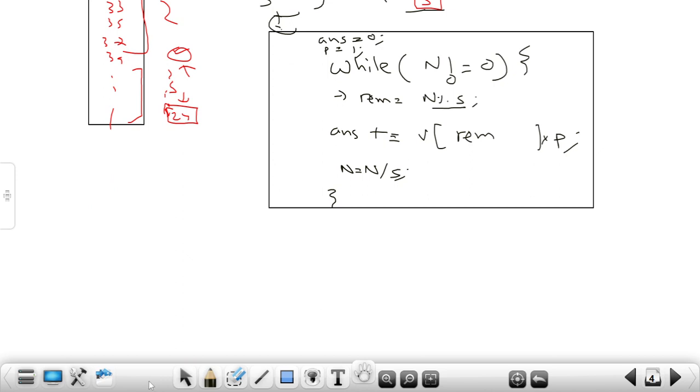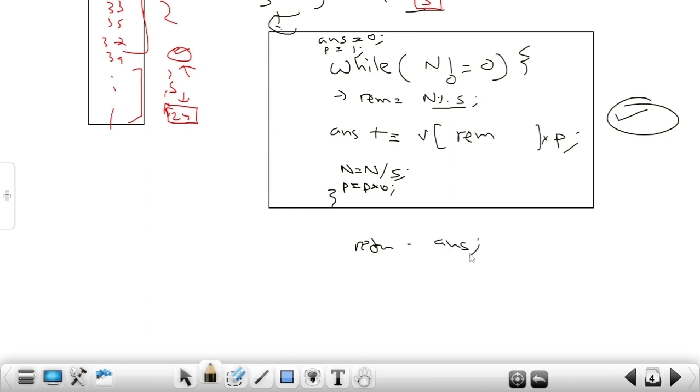So inside this loop, I will keep incrementing the power by 10. So power will be equal to power multiplied by 10. Now this is the answer that we need to write. And at last we can simply return answer. Okay, now this answer has one problem.